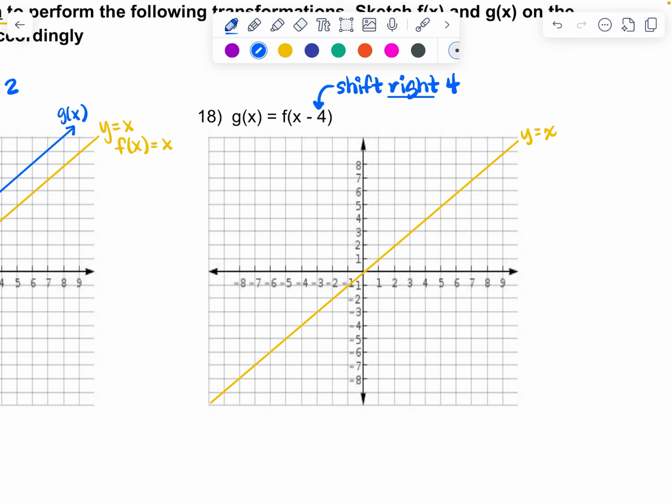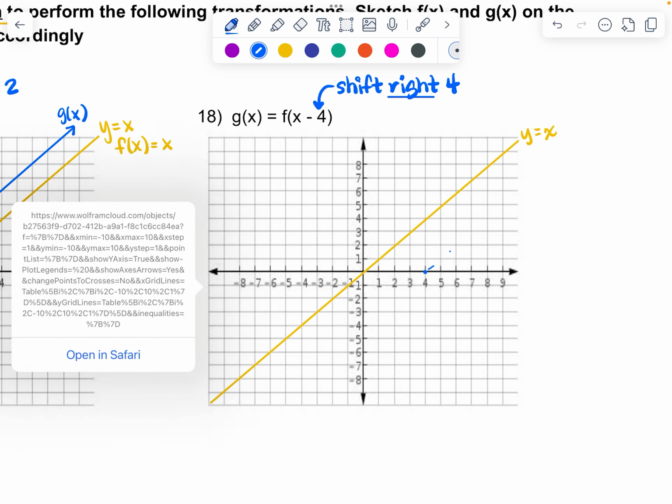But when it's on the inside, it's going to be the opposite. So we're going to take this graph and we're going to shift it right 4. So 1, 2, 3, 4. I'm just going to move the intercepts because I think that's easiest. So I'm just going to move my graph over 4 units. And my slope is not being changed.